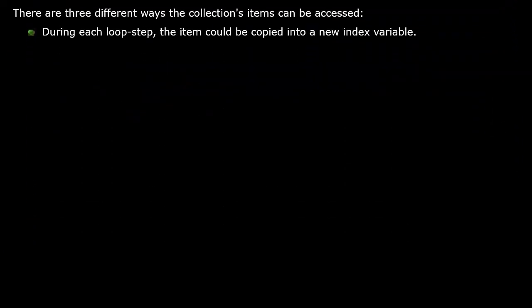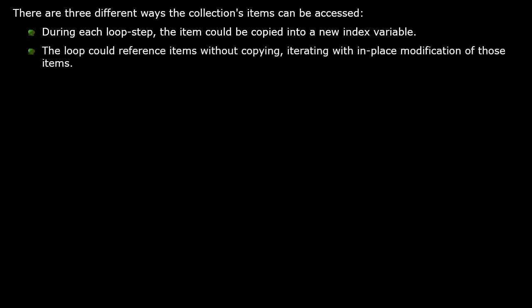When programming range indexing, there are three different ways the collection's items can be accessed. During each loop step, the item could be copied into a new index variable. This was the approach taken in the previous example. Or the loop could reference items without copying, iterating with in-place modification of those items. Or the loop could reference items but enforce read-only iteration. Let's discuss further each of these three options.